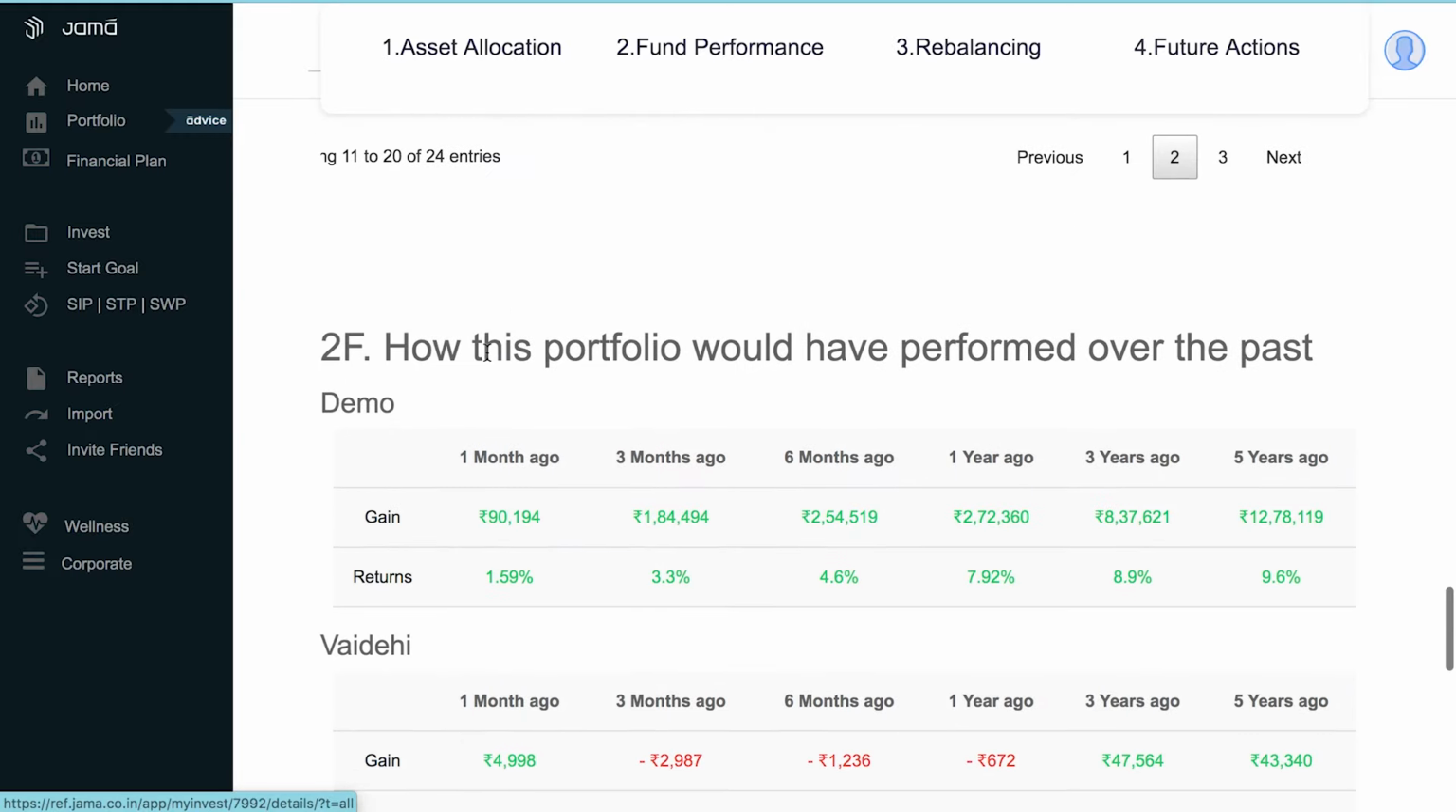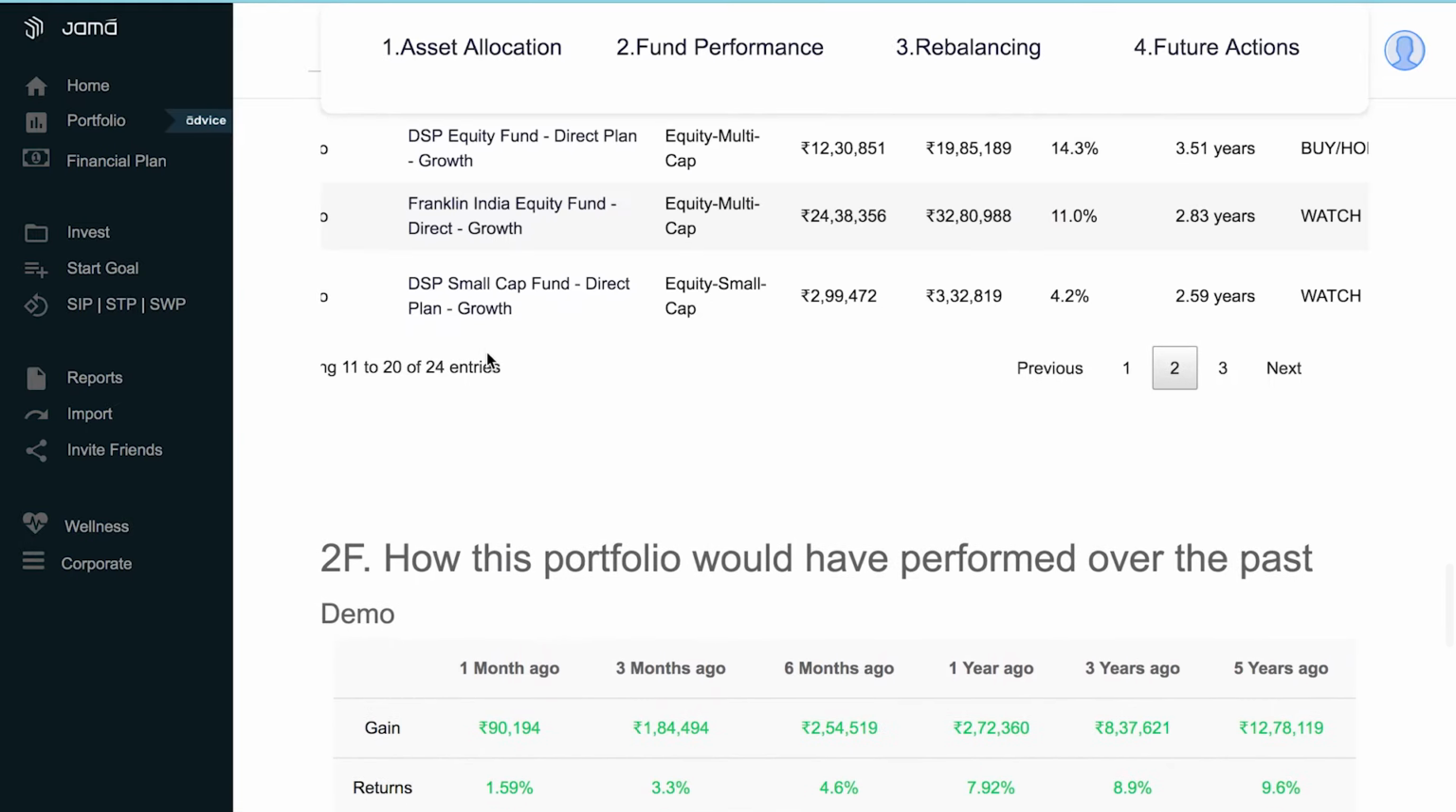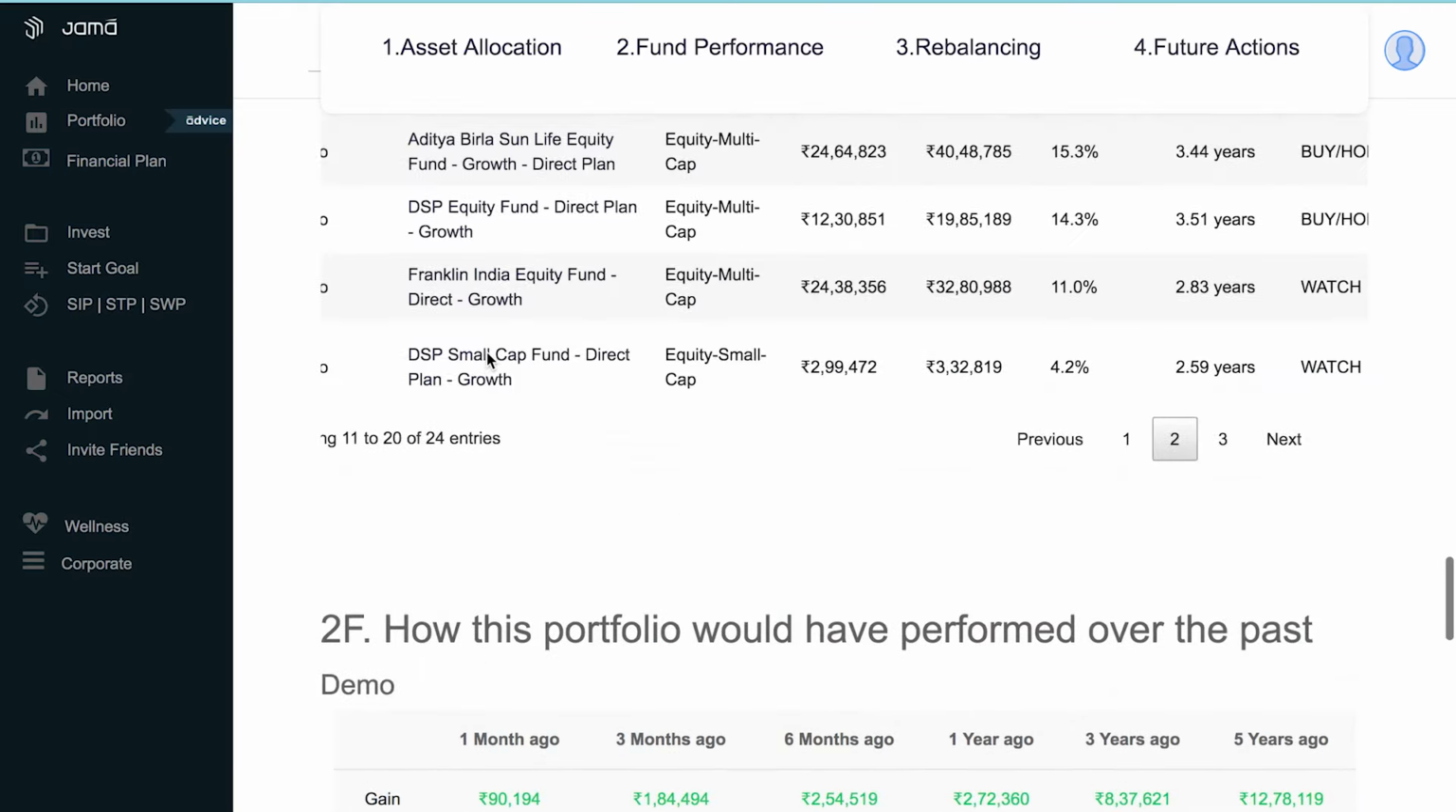The advisor is also able to understand and see how this portfolio would have performed over the past n number of years based on the makeup of the funds.